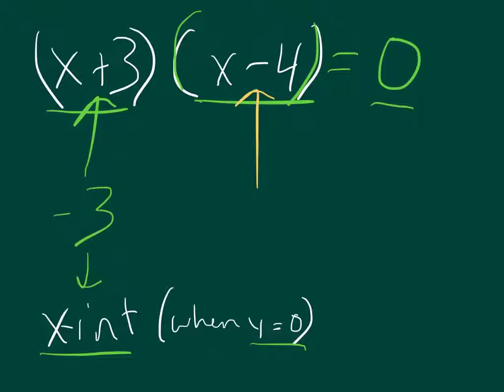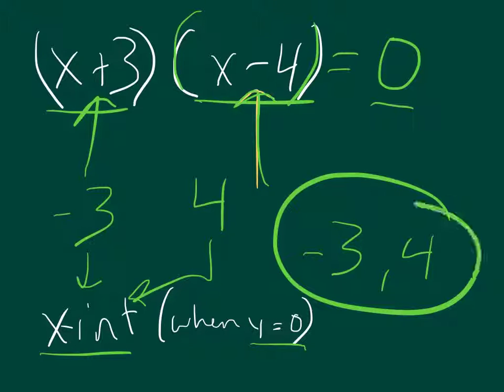Now I take a look at my right binomial over here, and I ask what makes this equal 0, and I have 4 minus 4 equals 0, therefore it's my other x-intercept. So now I have x-intercepts at negative 3 and at 4, and I have a y-intercept at negative 12. And that's how you find x and y intercepts.